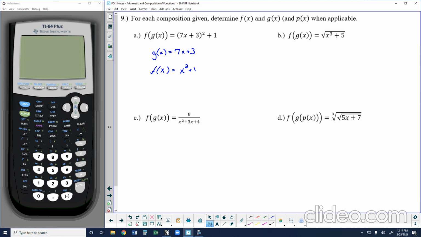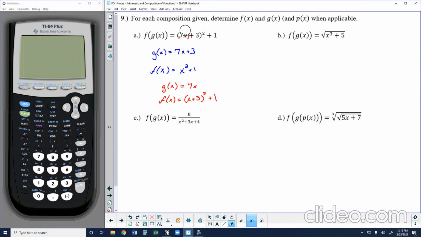G of x substituted into f of x, given these two functions, would result in f of g of x that we see there. Now a different way that I could do this is if I place my parentheses in a slightly different location. So in red, I'll give you a different example. In this case, I'm going to claim that g of x was 7x. Then that means f of x would have had to have been the quantity x plus 3 squared plus 1. In this case, I would be substituting 7x in for x in that location, which would still result in the function composition that was given to us.